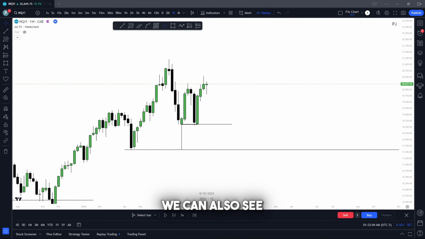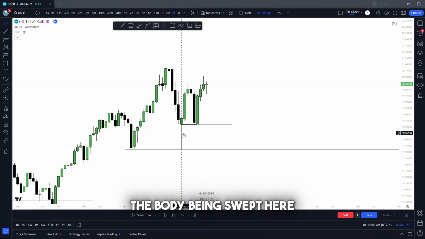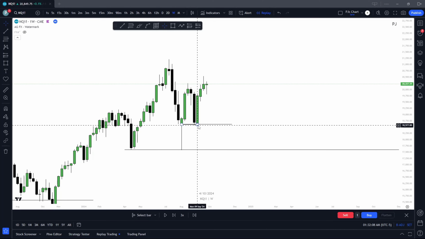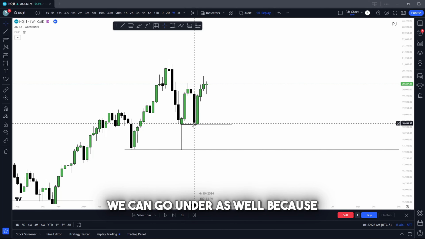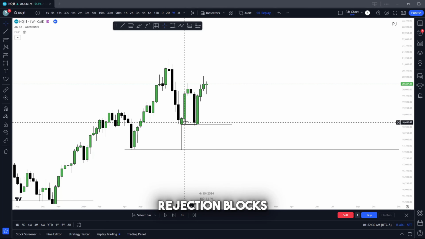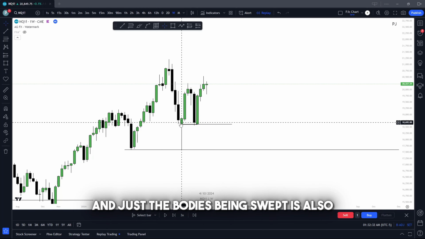We can also see into the continuing week where we've shown the swept low. We can also see the body being swept here. I could teach so much sauce about just the bodies being swept. There's so many little small ICT segments where he hints at small things for the real ones that know. Like you saw earlier with breakaway gaps, if you guys want a specific video on that, same way with this. If you want a specific video on just the bodies being swept, we can go in there as well, because rejection blocks and just the bodies being swept is also key.